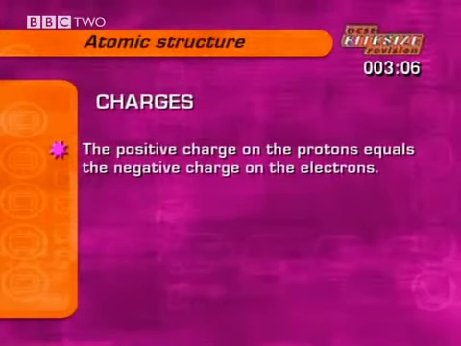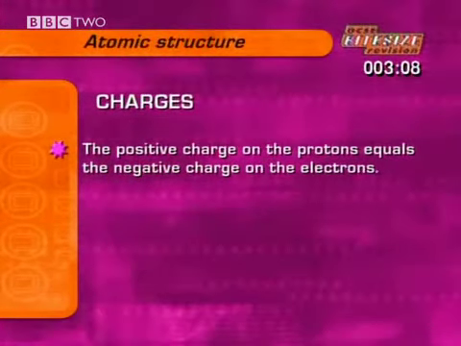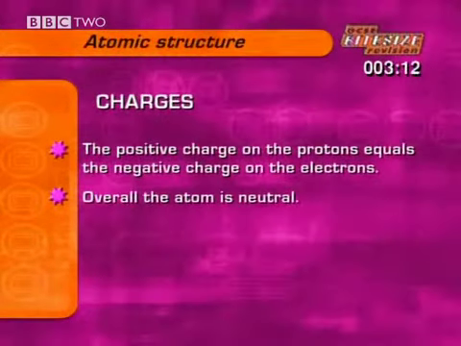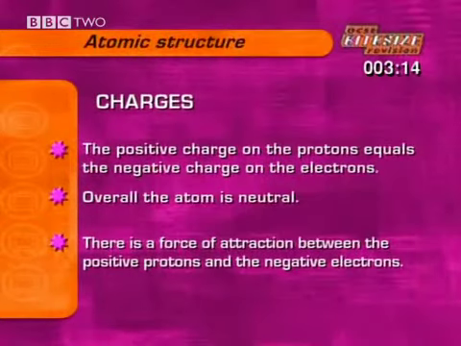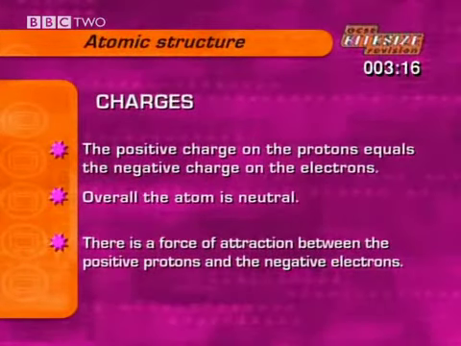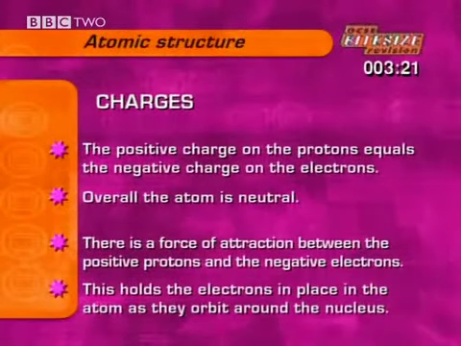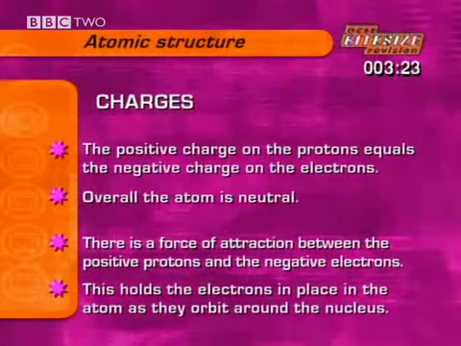The positive charge on the protons equals the negative charge on the electrons, so overall the atom is neutral. There's a force of attraction between the positive protons and the negative electrons. This holds the electrons in place in the atom as they orbit around the nucleus.